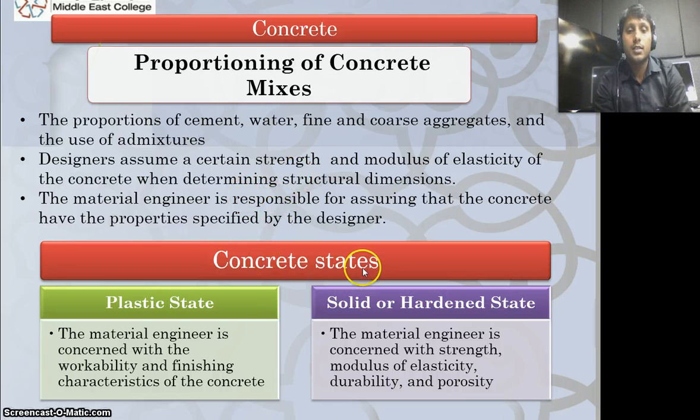So there are two states of concrete, the first one is plastic state and the next one is solid or hardened state. In the plastic state, the material engineer is concerned with the workability. Workability means ease of work, the ability to work, and the finishing characteristics of the concrete. In the solid or hardened state, the material engineer is concerned with strength, modulus of elasticity, durability and porosity.